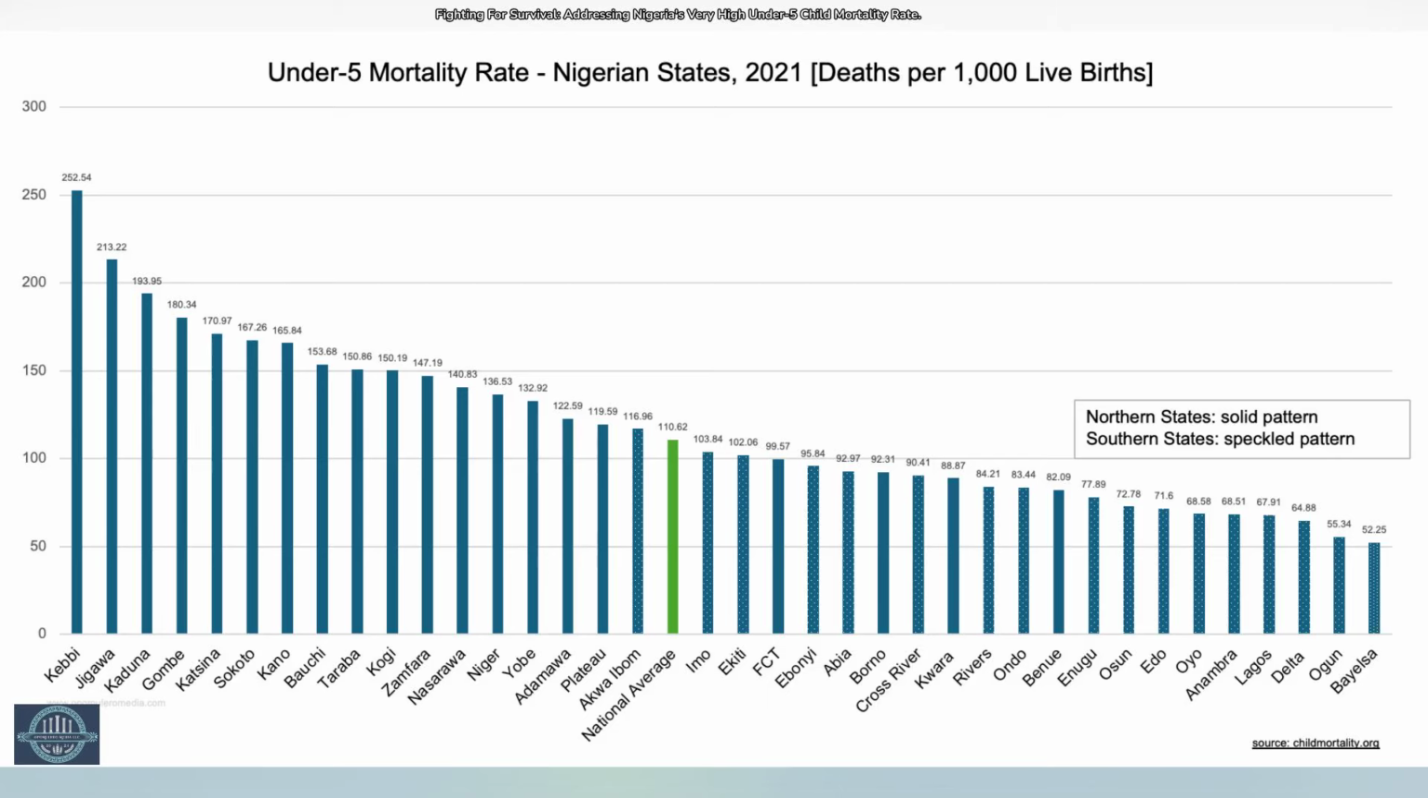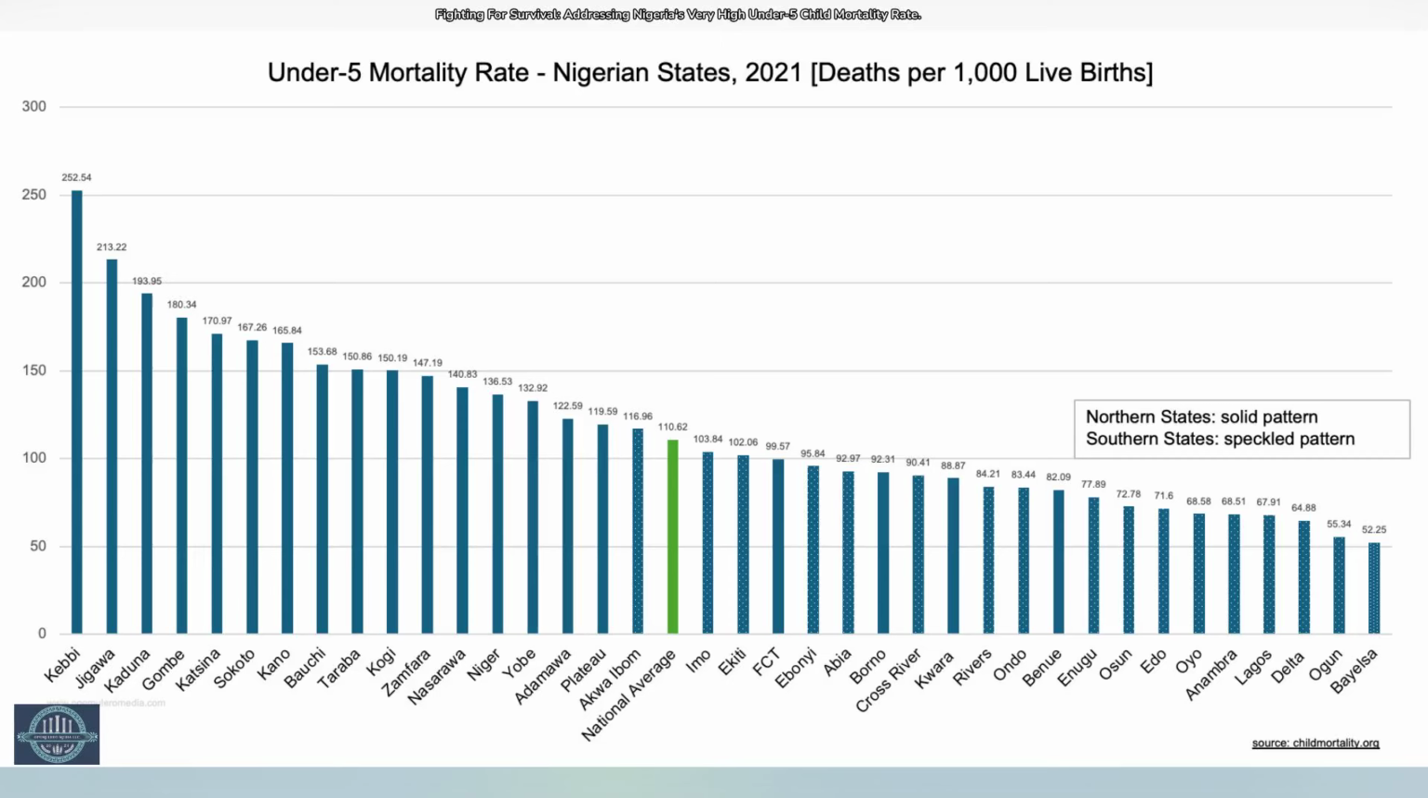On your screen is a graphical representation of the under-5 mortality rate across Nigeria's 36 states and the Federal Capital Territory. 17 of the 36 states, 47%, have an under-5 mortality rate higher than the national average of 110.62 deaths per 1,000 live births. Notably, 16 of these 17 states, 94%, are located in northern Nigeria, where access to healthcare, nutrition and sanitation remains significantly lower compared to other regions.